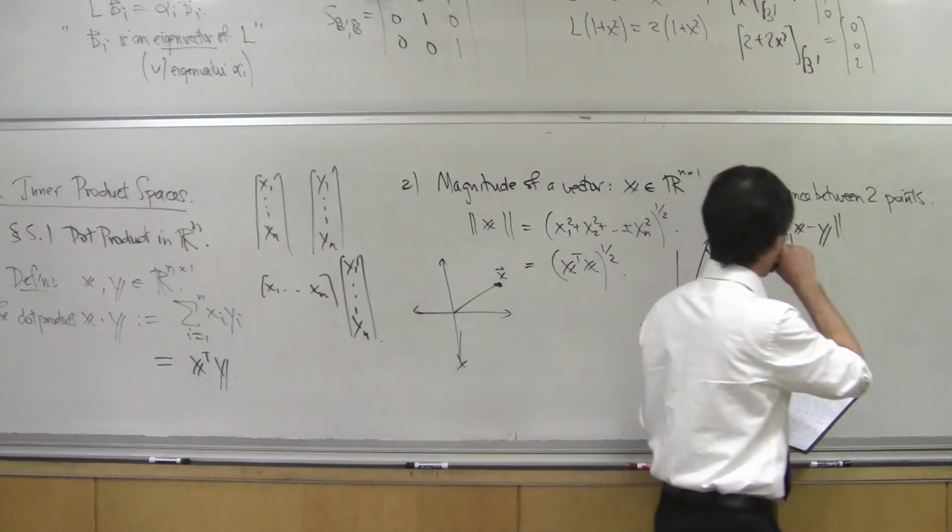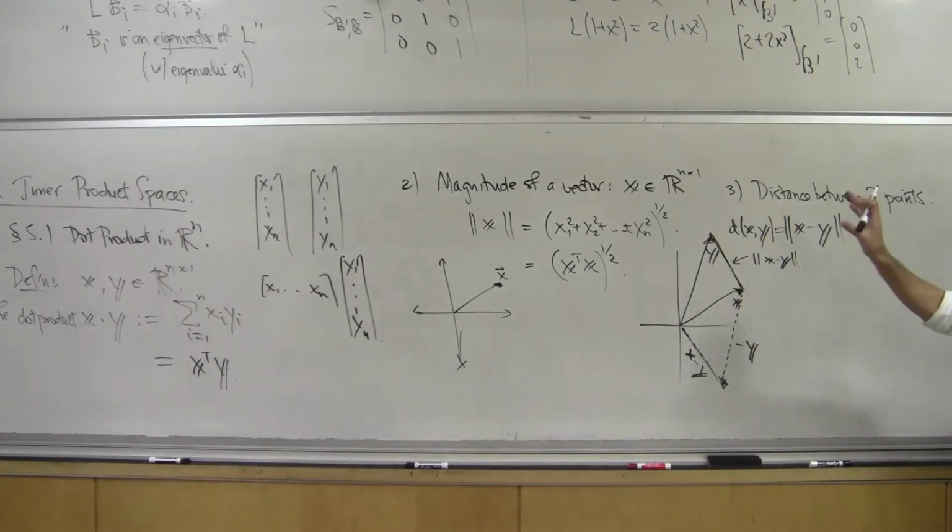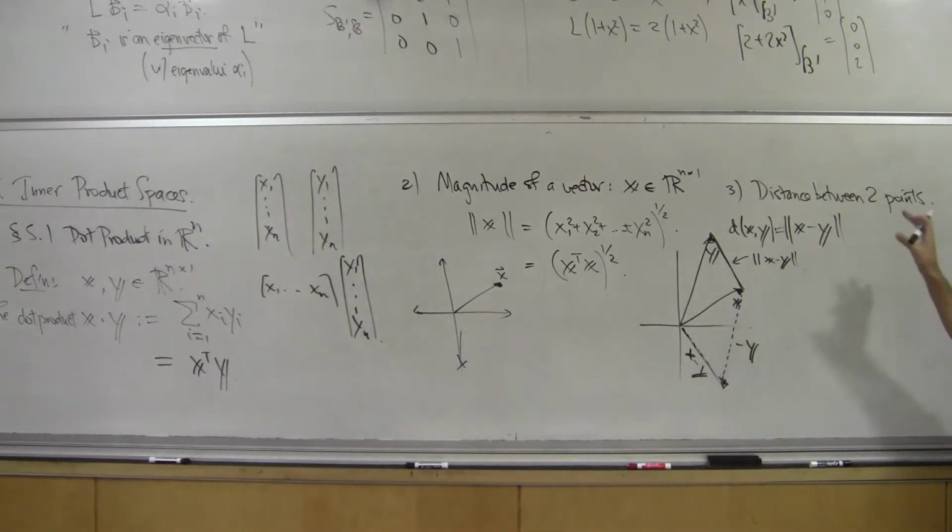Okay. Right. So you see that once you have a dot product, you can have a notion of size, and you also have this notion of distance.